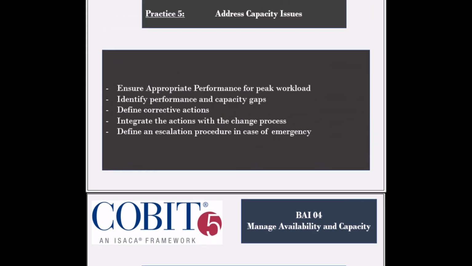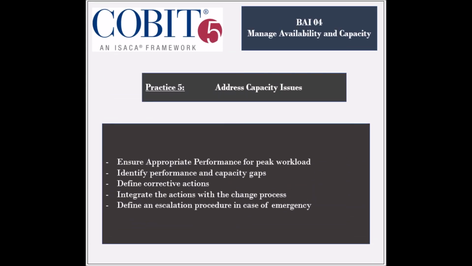process. The activities involved in this practice include assessing the optimal performance of products for peak workloads. The identified capacity and performance gaps should be identified and prioritized. Corrective actions to address capacity issues should be taken, including adding resources or shifting workloads. An escalation procedure should be defined to manage emergency capacity problems.